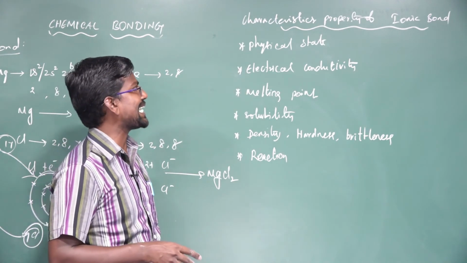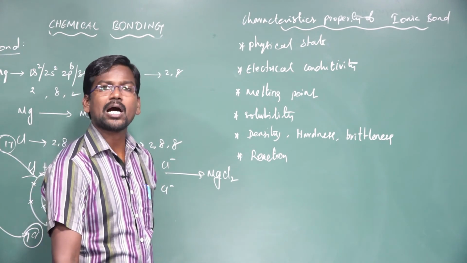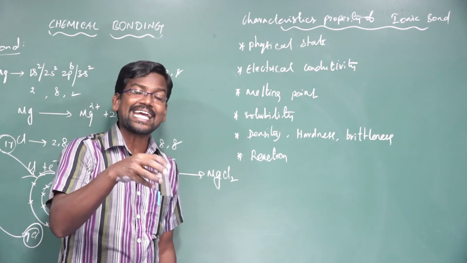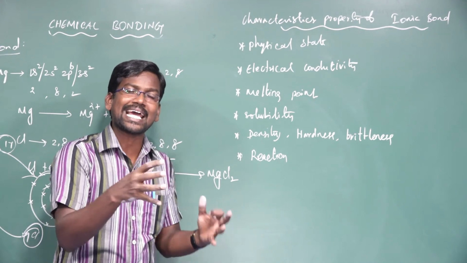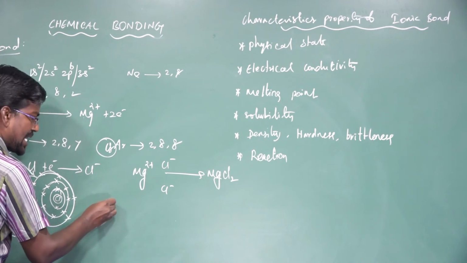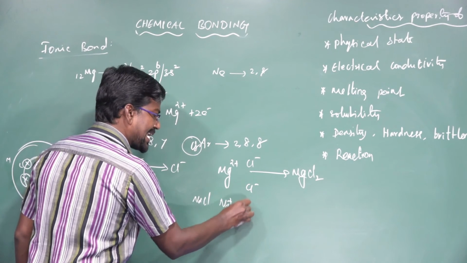Next one, electrical conductivity. What is the meaning of electrical conductivity? Ionic compounds are crystalline solids at room temperature, and the ions are tightly held with each other. Positive and negative charged particles are tightly held together. For example, sodium chloride, NaCl. NaCl contains the Na plus ion and the Cl minus ion.